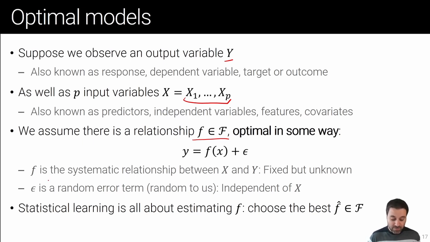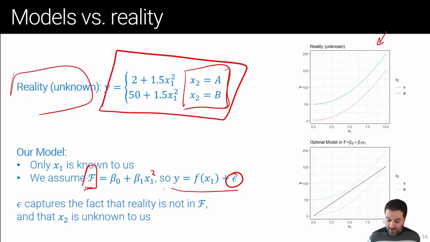So this f models the systematic relationship between the x and the y. It's something that is fixed, but we don't know about it. So it's the black line that we saw earlier. And then epsilon is going to be a random error term, or at least random to us. We will see later exactly what this means. It's something that is independent of x. So in the previous picture, this line is the systematic relationship between x and y, and then epsilon is going to model this error that we have no idea about or where it comes from.